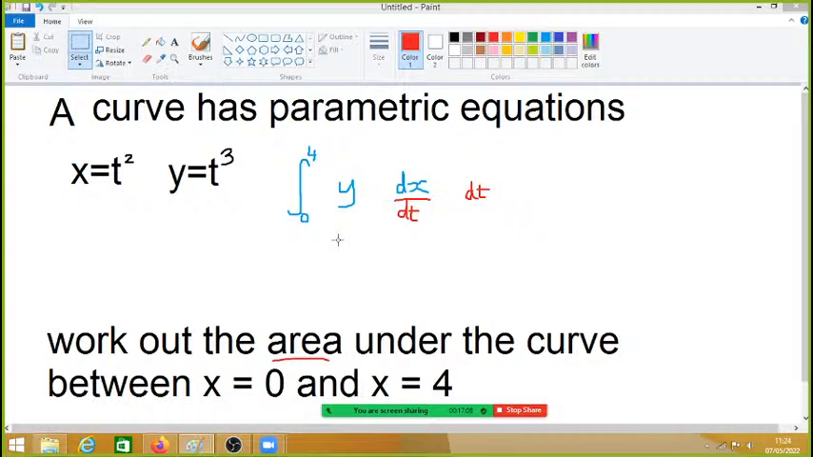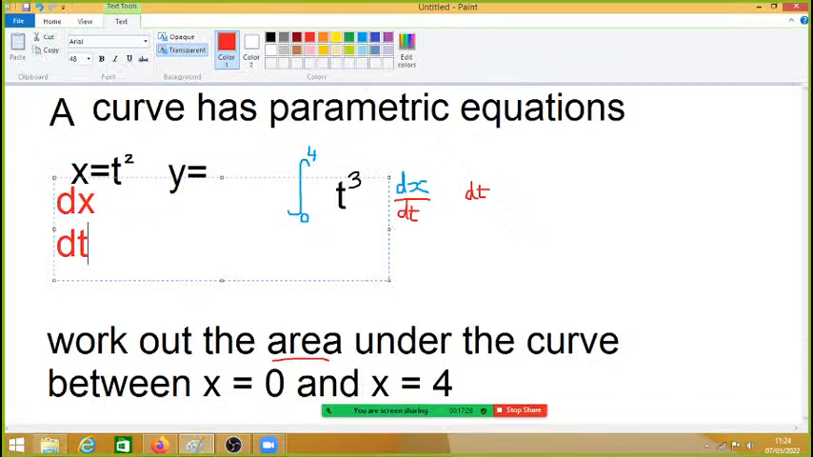Good. We find dx by dt, we find y, and we just substitute it in. So we can find y, that's quite easy. It's sitting here. So y is equal to t cubed, so that can go there. We find dx by dt. Well, that's so easy, we could probably do it in our head. Dx by dt is equal to 2t.